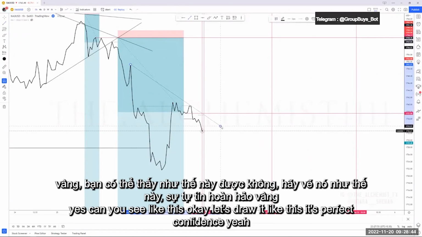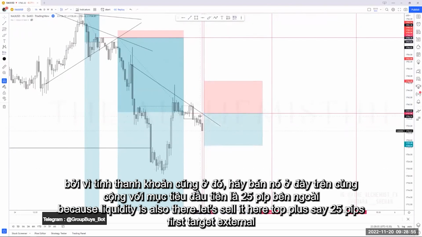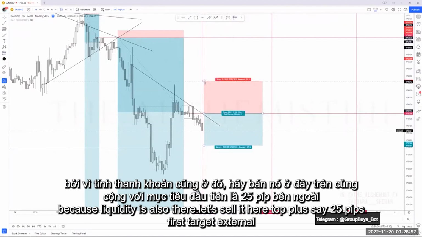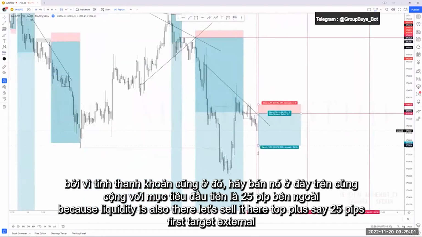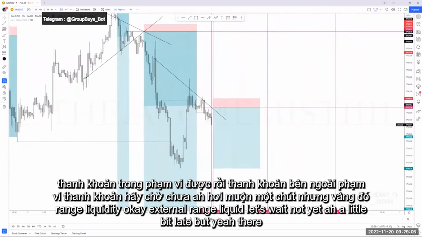This would be a good one. Yes, can you see it? Like this. Okay, let's draw it like this. It's perfect confluence, because liquidity is also there. Okay, let's sell it here. Stop loss, say 25 pips. First target, external range liquidity. Let's wait.